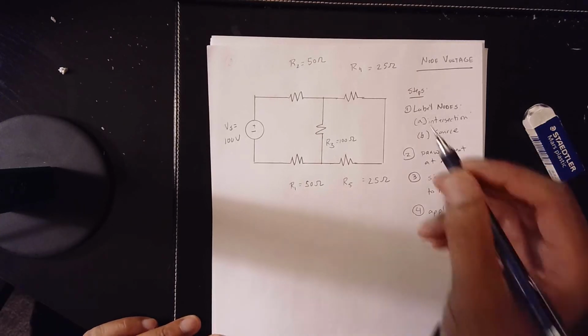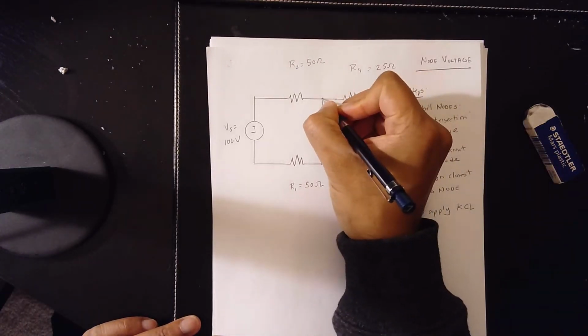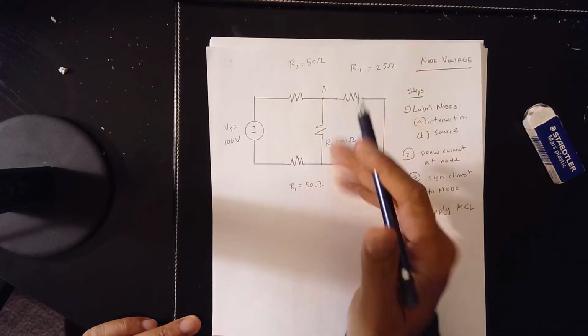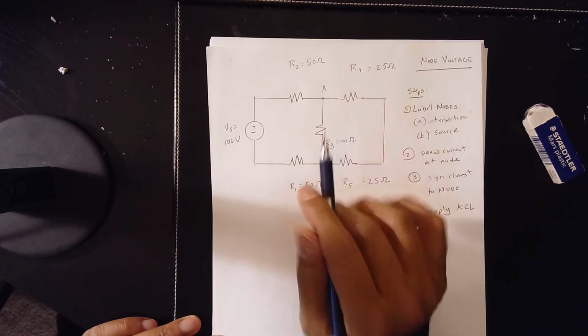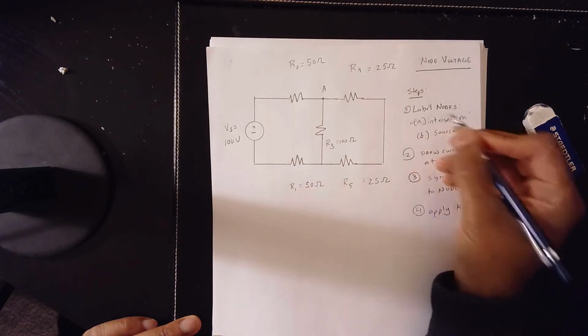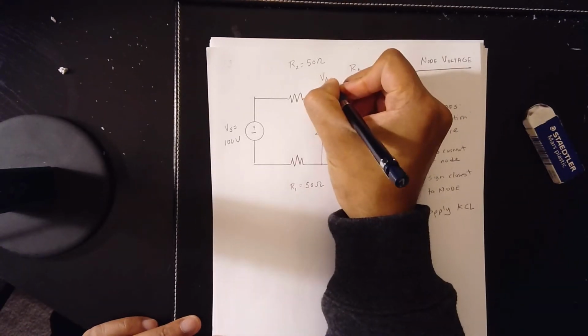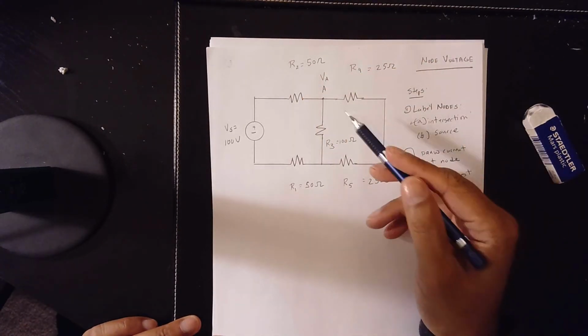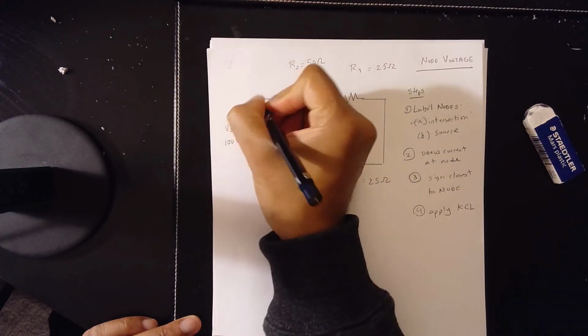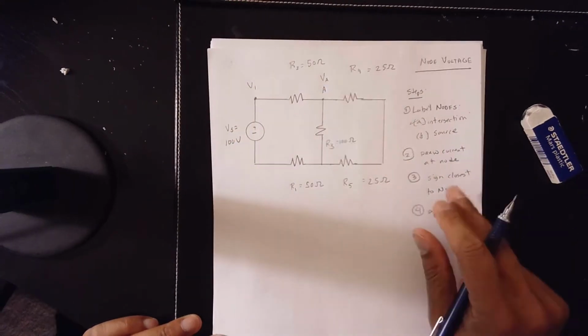So first, what is the intersection? The intersection always is here. We're going to assume this is the intersection. I can also assume this one is the intersection, but they're going to have the same equation, so you only use one. Then you have the intersection, and we're going to call this VA. At node A, you have VA. Then you have the source, so above VS, I have V1. Okay, that's the second step.